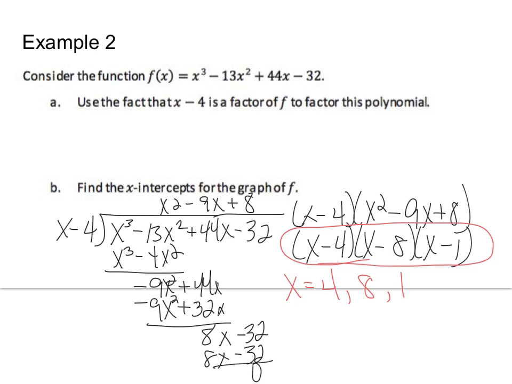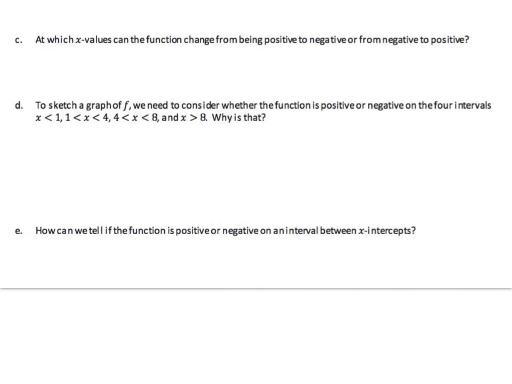Okay, I found the x-intercepts for the graph. They're right there. Check out the factoring if you need a little help, but those are the x-intercepts. They should be listed smallest to biggest, but not a big deal. At which x values can the function change from being positive to negative, or from negative to positive? Only at those x-intercepts. So that's where your graph is going to change. That's where we get loops up and down. Okay, let me erase that and write down the answer.